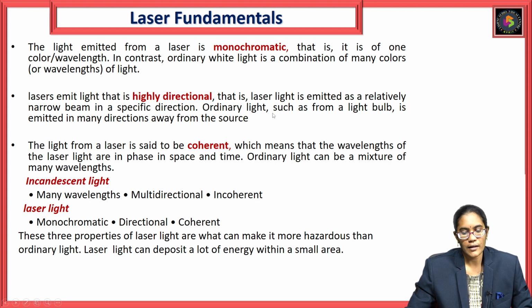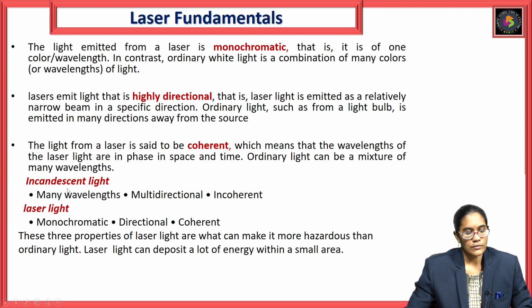But in case of ordinary light, the emitted light travels in many directions away from the source. And the third one is that laser light is highly coherent in nature. Which means the wavelength of the laser light maintains a constant phase difference. But in case of ordinary light, it will not maintain a constant phase difference and it can be a mixture of many wavelengths. So the laser light is highly coherent in nature.